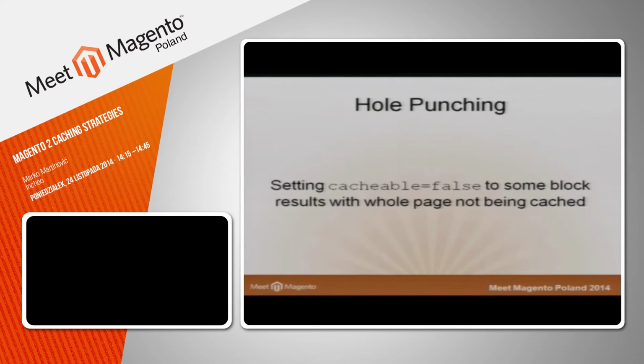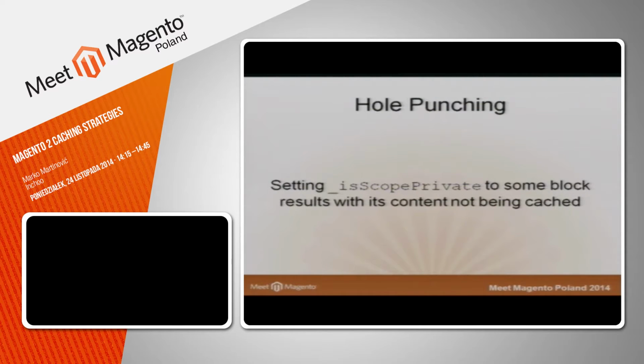We're basically talking about a mechanism for disabling PageCache on a per-handle basis. One example is checkout. There's no sense in having any kind of PageCache on checkout, and this is the mechanism the current Magento 2 code uses for disabling PageCache on pages which are by concept not cacheable.